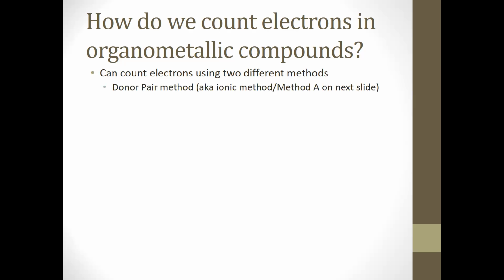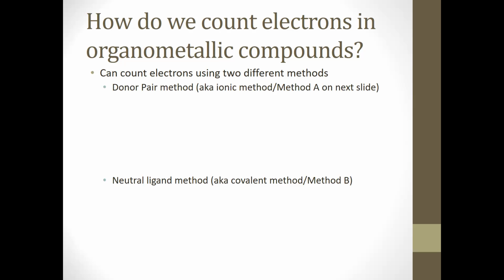There's what's called the donor pair method, which is what I would call really more of an ionic method. That's the one that I personally prefer. And then there's also a neutral ligand method, which in some ways can be easier because you don't have to worry about any oxidation states off the start to count things. Other people prefer that, like my PhD advisor, for instance. It's just your personal preference for which you like better. So I'm going to go through each.